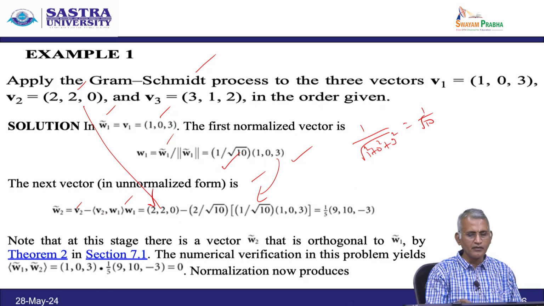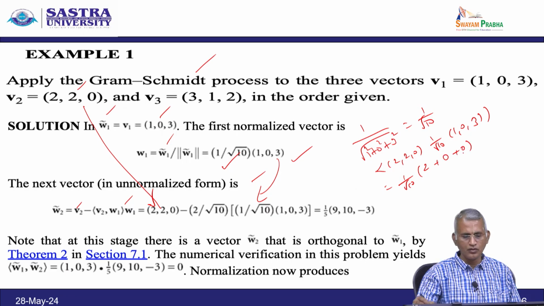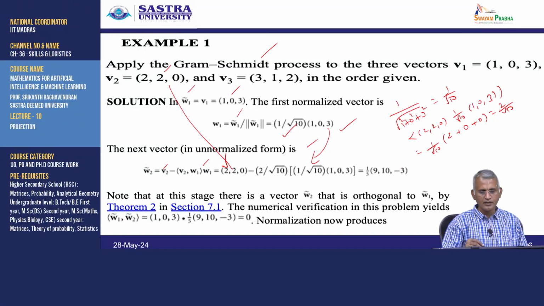Then do the inner product of V2 and W1, simply the corresponding products, so that you can get the value. The inner product of (2, 2, 0) with W1, which is 1 by root 10 into (1, 0, 3), means 1 by root 10 into 2 into 1 plus 2 into 0 plus 0 into 3. Therefore, we have 2 by root 10, and then the resultant we can easily calculate from the corresponding values of the vectors.